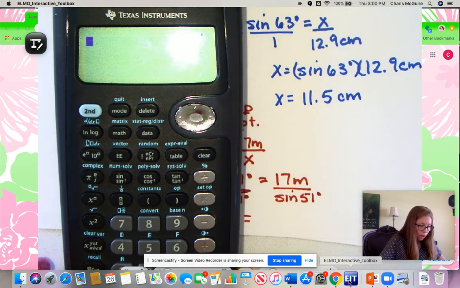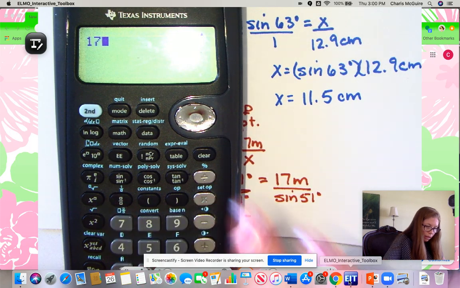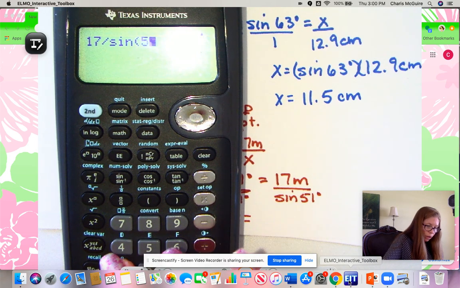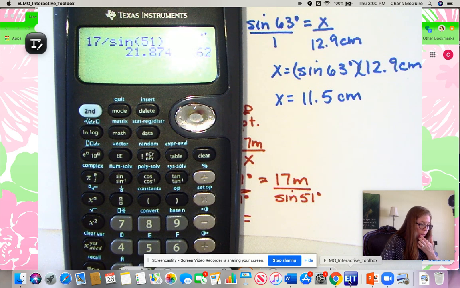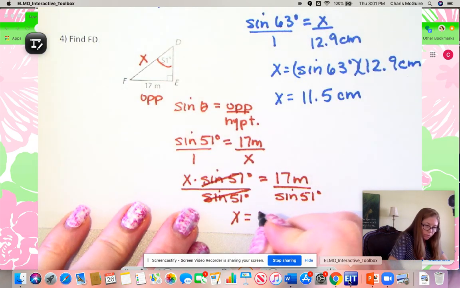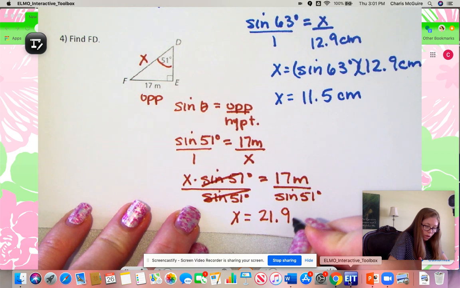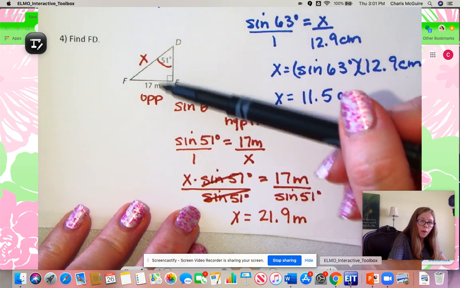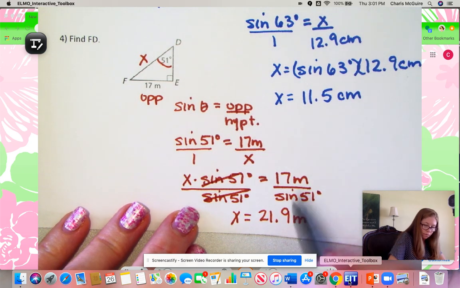Clear it out. So we're going to do sine, not sine, I'm sorry. See, be careful. 17 divided by the sine of 51. Close off your parentheses, and voila. We're getting 21.9, or 9/10. We're rounding to the nearest tenth. And those are meters. And then let's go back. Does this make sense? It should, because this is our longest side, right? This is our hypotenuse, so it definitely should be bigger than the 17.